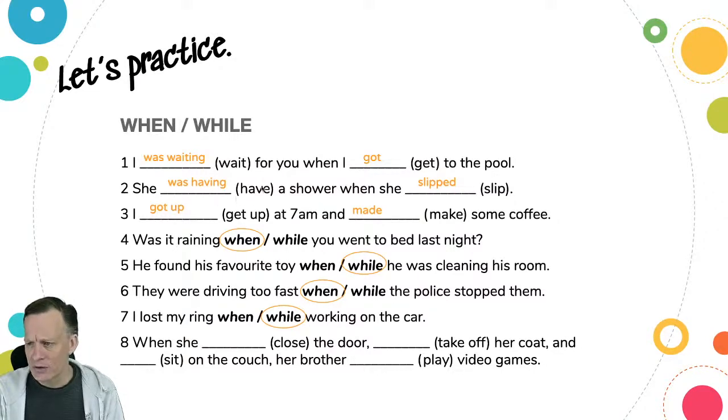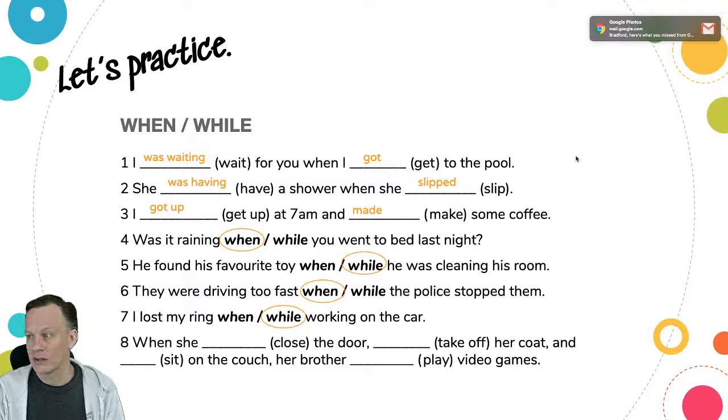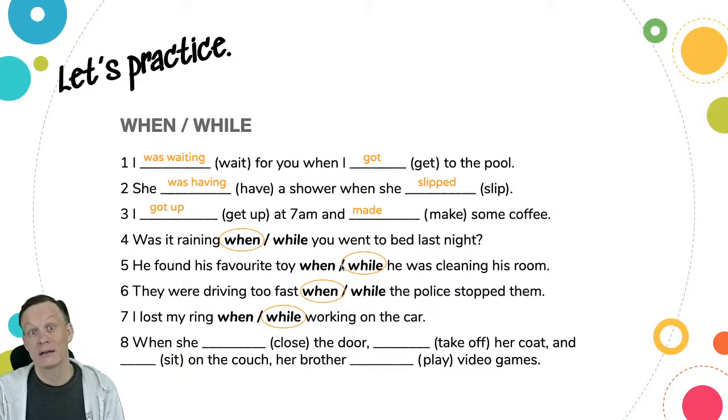Where was the other one? Here, I got up at 7 a.m. and made some coffee. I don't have to repeat, I made some coffee. I got up and made some coffee. And we can definitely do it on number 5 as well. He found his favorite toy while cleaning his room. So you don't need he was.